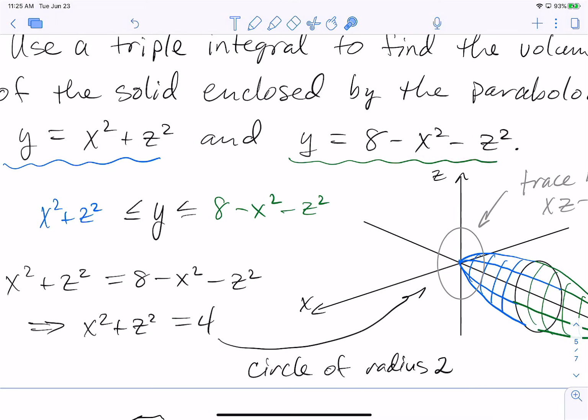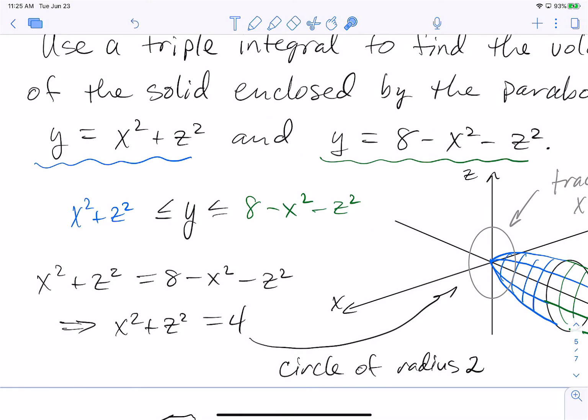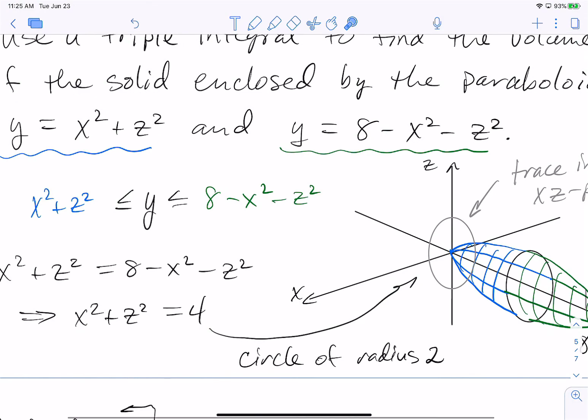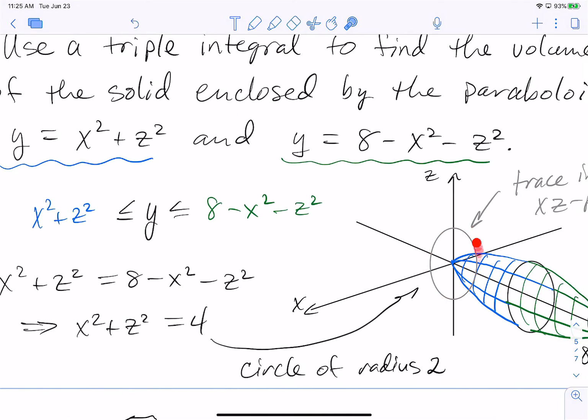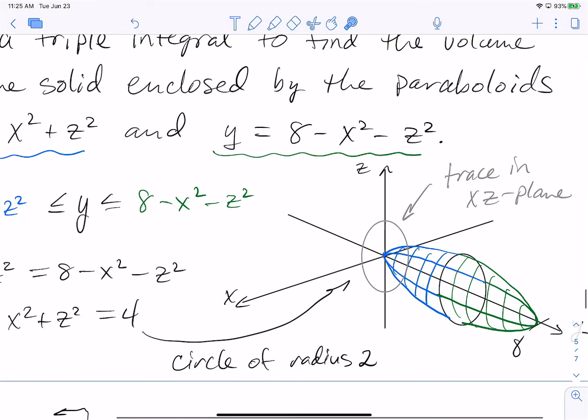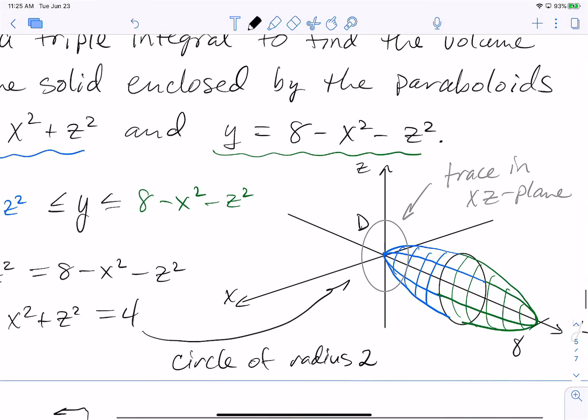because it's a circular paraboloid, right? Setting the expressions for the paraboloids equal to each other, we have x squared plus z squared is equal to 8 minus x squared minus z squared. We're going to see that that's a circle of radius 2, right? It simplifies to x squared plus z squared equals 4. That's the trace in the xz plane. That is our region D.